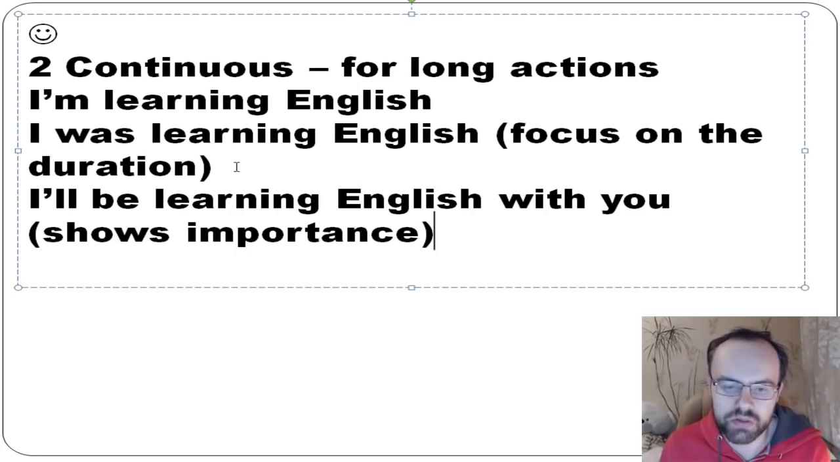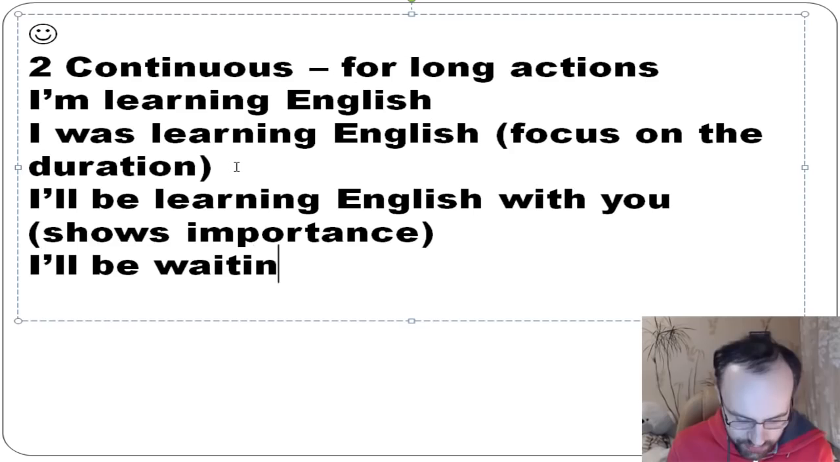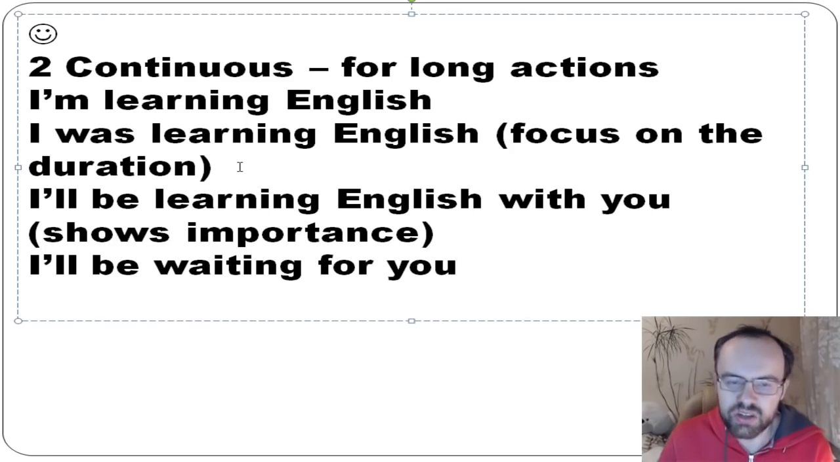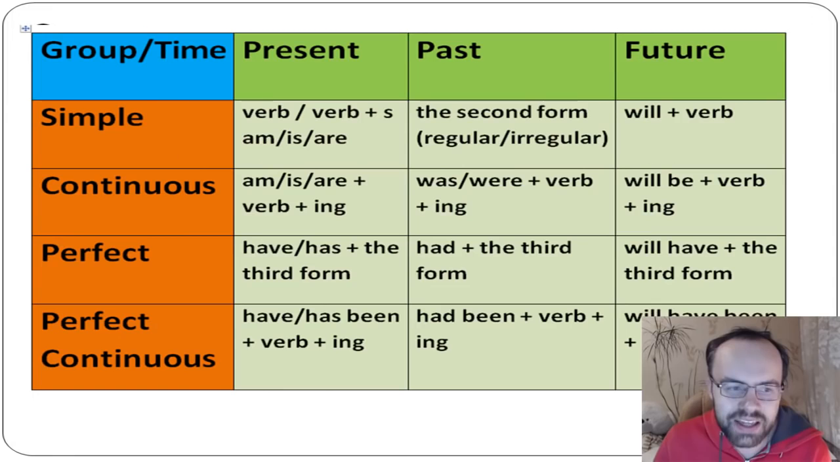I'll be learning English with you, or you can say that I'll be waiting for you. You know, it's a very common example. So I'll be waiting for you. Okay, you just need to understand. So the key to English tenses is that you need to understand the meaning of each group of these tenses. Okay, and then you need to look at the formation, how we form this tense.